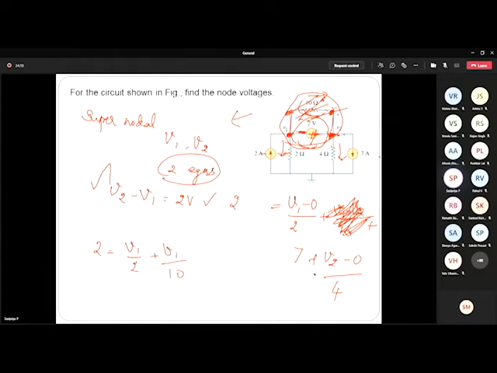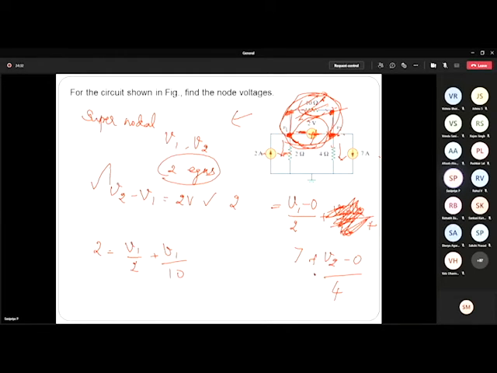Now, is it clear? Let me repeat again. If I have a voltage source between the two non-reference nodes, and any element connected in parallel to it, but generally in a DC circuit, only resistance. If I have a resistance connected in parallel to it, that is a super node, and that can be ignored while writing the supernodal current equation. So I can remove this.